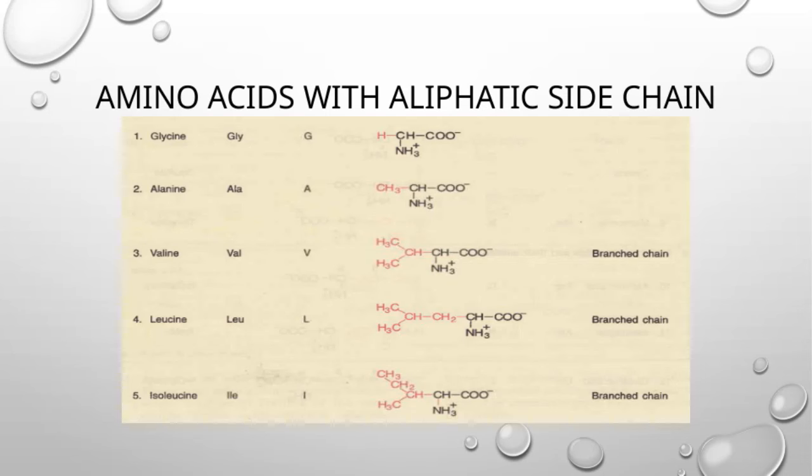Let's take a closer look at amino acids with aliphatic side chains. These are amino acids that have non-aromatic, straight or branched hydrocarbon chains in their side groups. They are generally nonpolar and hydrophobic, which means they tend to avoid water and prefer to be buried inside the protein structure. This characteristic is crucial because it influences how proteins fold and maintain their stability.